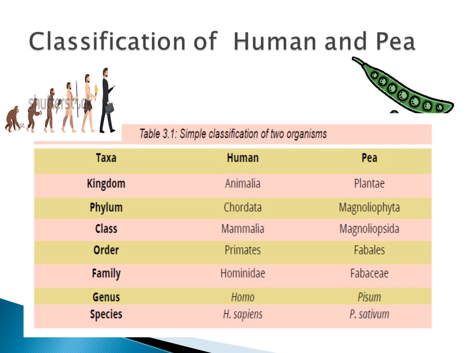So the kingdom for the human is Animalia. Basically all living organisms are divided into 5 kingdoms, but that 5 kingdom classification system will be discussed in the next lesson. In this lesson we only focus on the meaning of classification and how we classify the organisms, and what are the drawbacks of 2 and 3 kingdom. So in this we will see the classification of human and pea.